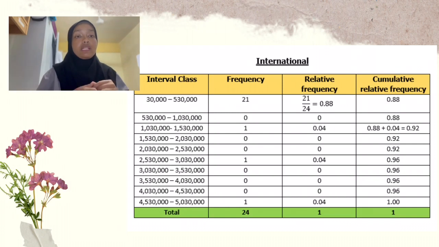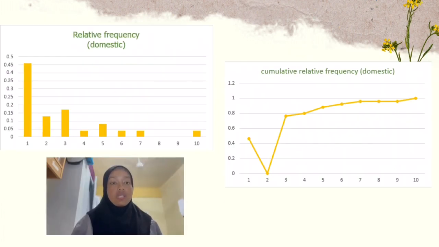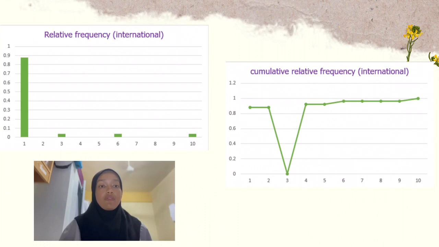Then for cumulative relative frequency, we use a distribution plot because it displays cumulative information graphically. It will show the number, the percentage, the proportion of observations that are less than or equal to a particular value. In this section, it shows the graphs for the dataset that we have tabulated just now, which is the cumulative relative frequency and also relative frequency for domestic. And these are the graphs for relative frequency and cumulative relative frequency for international.